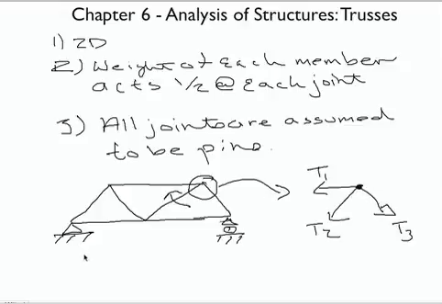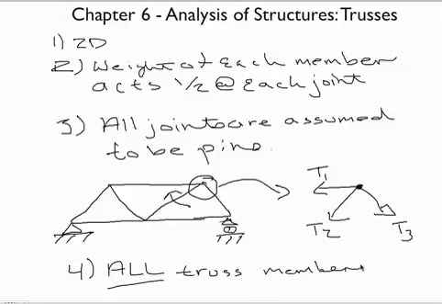And then finally, the critical point here is all truss members are 2 force bodies. Okay, so if we isolate any piece of this truss, it is a 2 force body. That's all there is to it. All right.